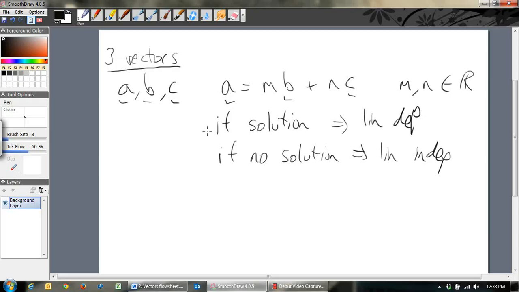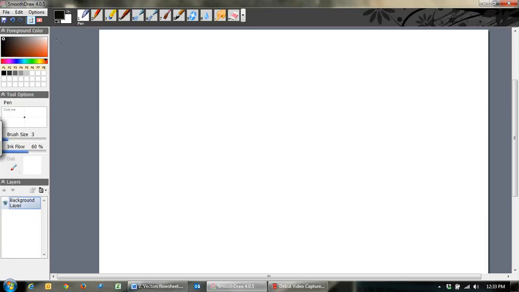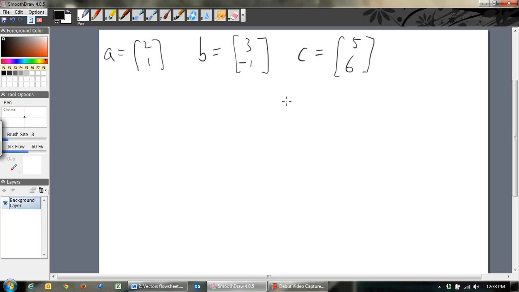Okay, so what I'll do now is some examples, because this is highly important, and I'm assuming you don't know what's happening here. So let's have a look at this. Let's say A is (2, 1), B is (3, -1), and C is (5, 6). This is actually one from your textbook. So are these vectors linearly dependent or not?